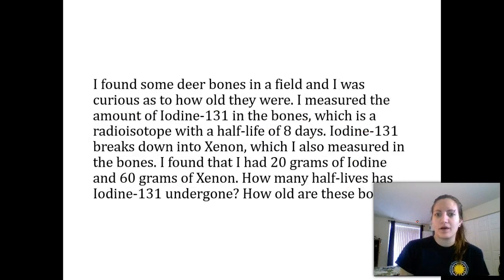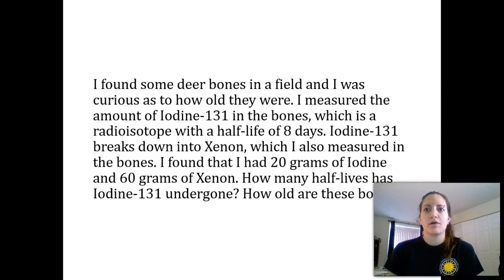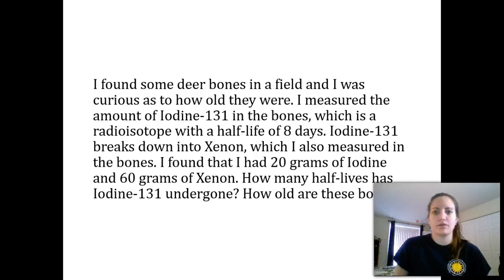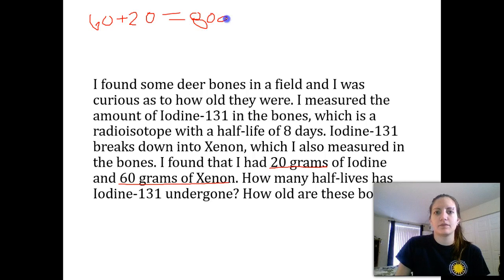So the next question was a half-life question. So the first thing you need to determine is how much iodine, which is the radioisotope, was originally in those deer bones. So we know right now we have 20 grams. We also know we have 60 grams of xenon. Now this xenon used to be iodine at one point, but then iodine broke down. So you would take this 60 grams plus this 20 grams, and that gets you 80 grams. So that's how much iodine was originally in this sample.